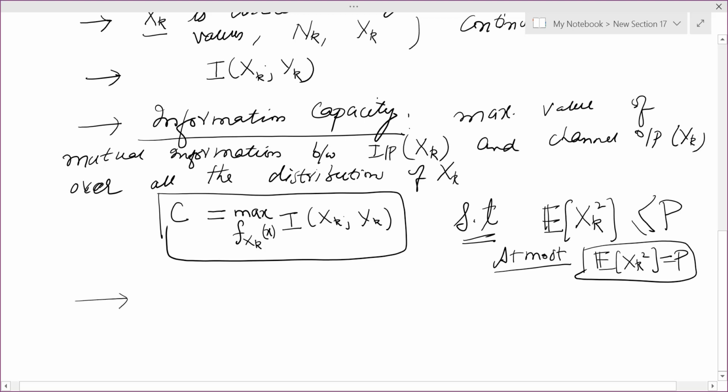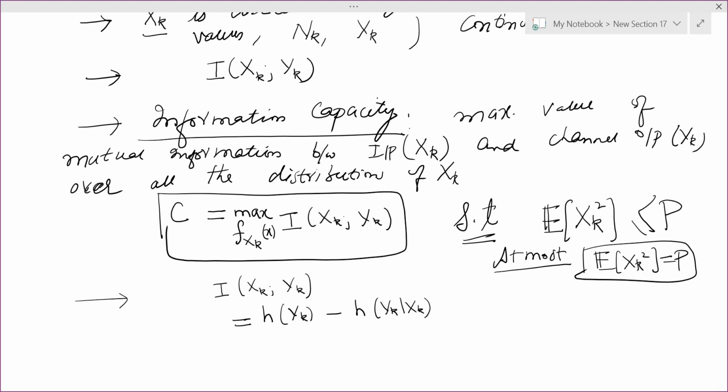Now let's go step by step. We use the definition of I of xk yk. We can write it as differential entropy of yk minus differential entropy of yk given xk. I warn those students who haven't revised whatever I have taught till now, it will be painful for them. Go back to the video lectures and revise the definitions of entropy, conditional entropy, and differential entropy again. If you don't, then these lectures will be painful.